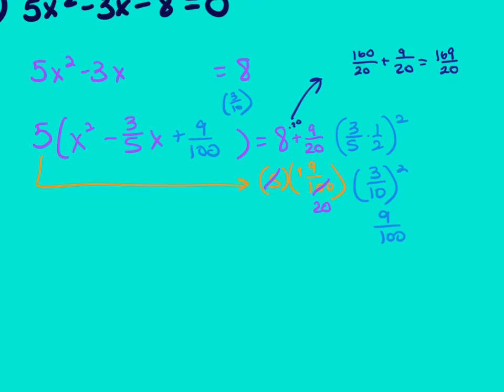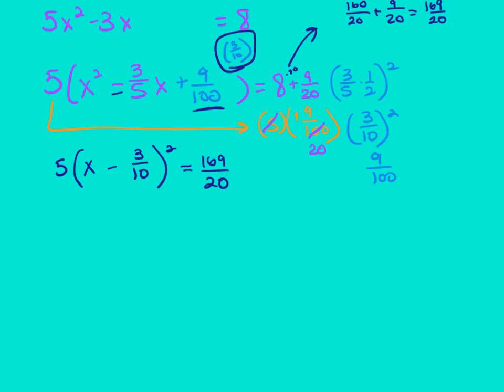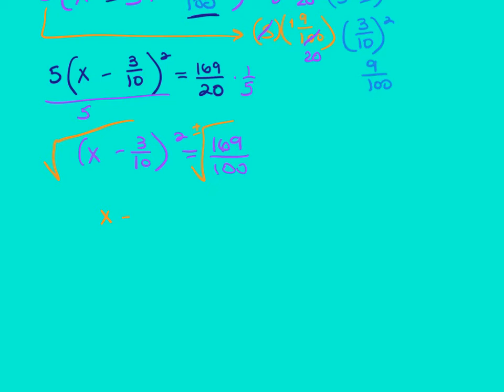So I get 5 times x, square root the x squared, square root the 9 over 100, which is that 3/10. Take the sign from the middle, put in parentheses and square it, equals 169 over 20. Now divide both sides by 5, or multiply by a fifth. X minus 3/10 squared equals 169 over 100. Square root both sides. X minus 3/10 equals plus and minus 13 over 10.